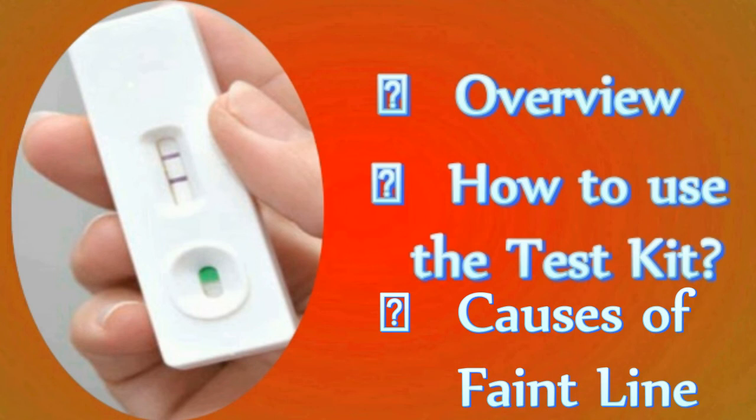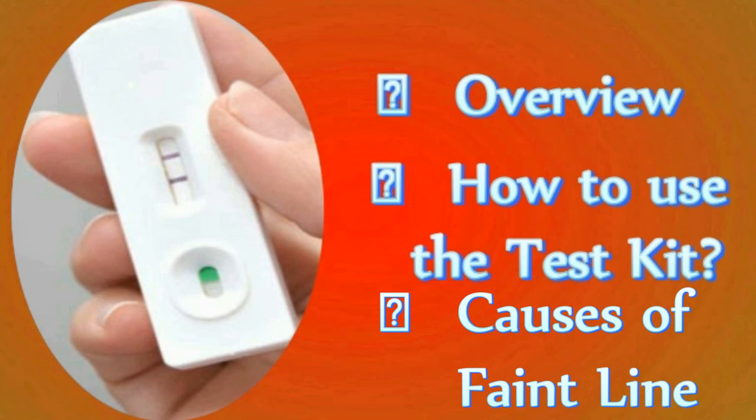Miscalculating the expected menstruation date is a possible cause of getting a faint line on the pregnancy test kit. The majority of women undertake the test after they miss their periods on the expected day. Such women should make sure that they calculate the expected menstruation dates accurately.